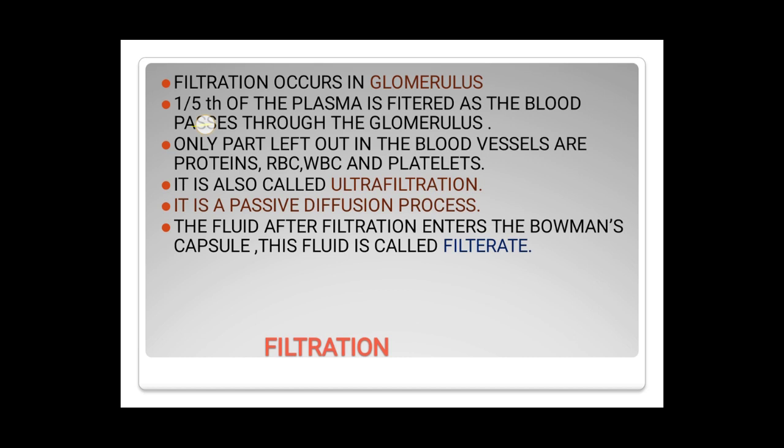Filtration occurs in glomerulus. 1/5 of the plasma is filtered as the blood passes through the glomerulus. Only part which is left out in the blood vessel are proteins, RBC, WBC and platelets. This process is also called ultrafiltration. It is a passive diffusion process. The fluid after filtration enters the Bowman's capsule. This fluid is called filtrate.